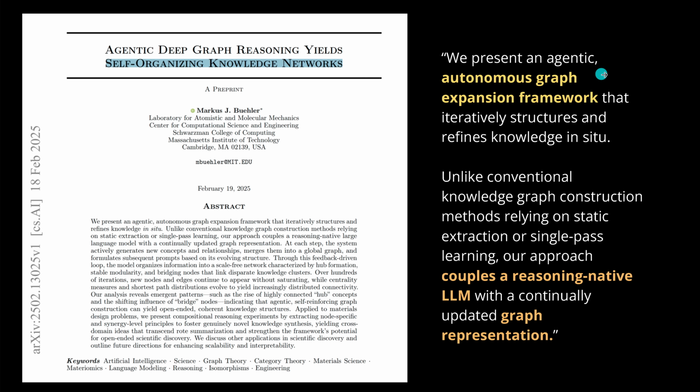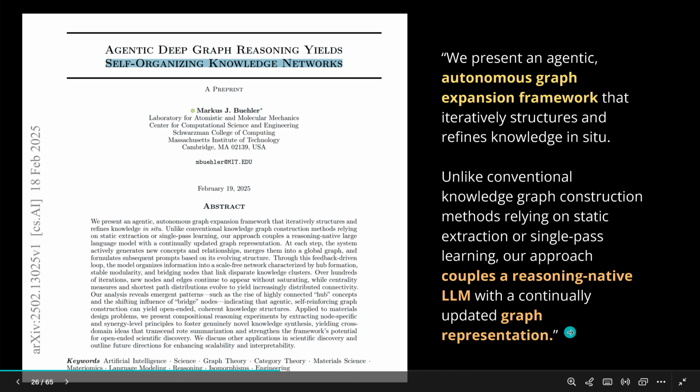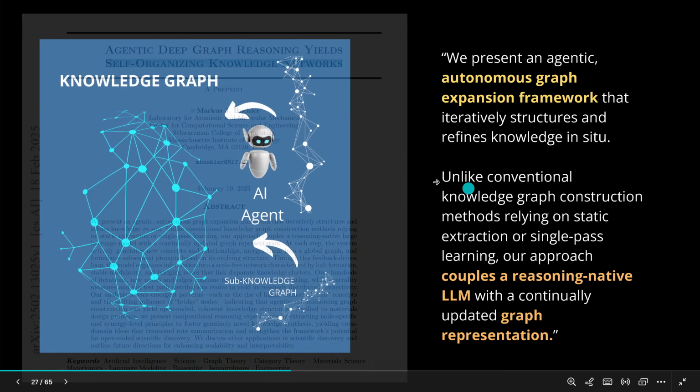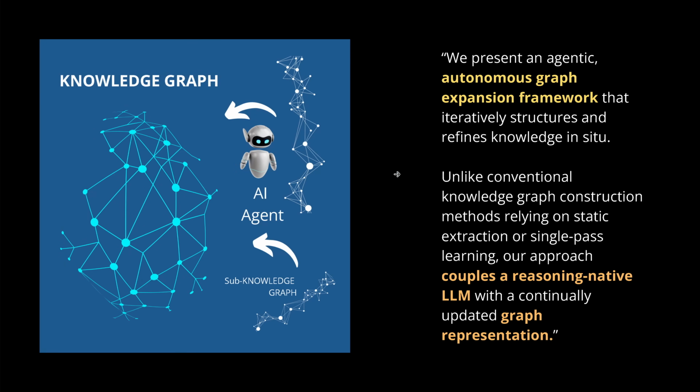Now, Markus tells us here, hey, we present here an agentic autonomous graph expansion network that iteratively structures and refines knowledge in situ in the knowledge graph. And unlike conventional graph construction methods that rely on static extraction and single pass learning, they have here exactly the couple, the reasoning native LLM, our AI agent, with a continually updated graph representation. So this is exactly what I showed you here, also a topic that I'm currently thinking about, a knowledge graph AI agent, add knowledge.